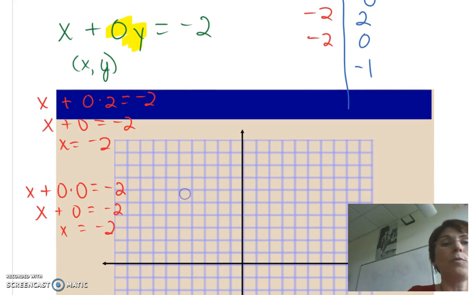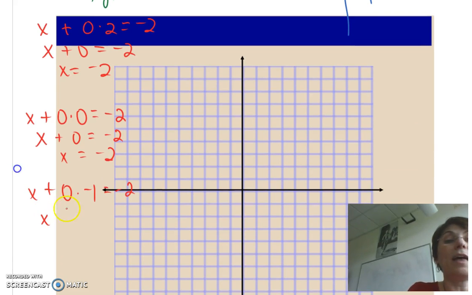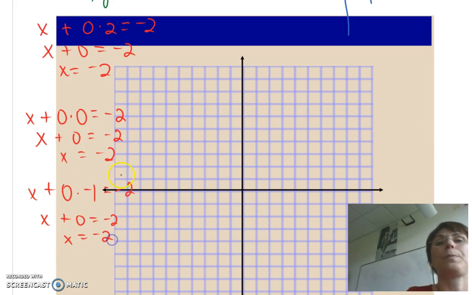And now let's put negative 1 in the place of y. x plus 0 times negative 1 equals negative 2. Obviously, we're going to end up with x plus 0 equaling negative 2. So again, x is negative 2.